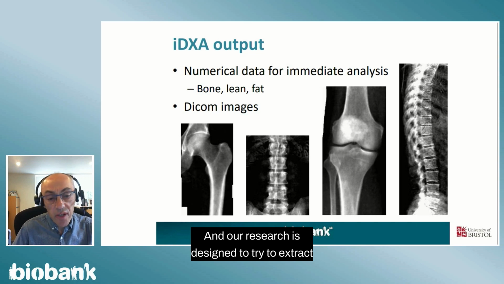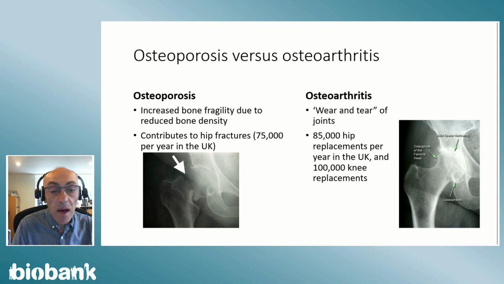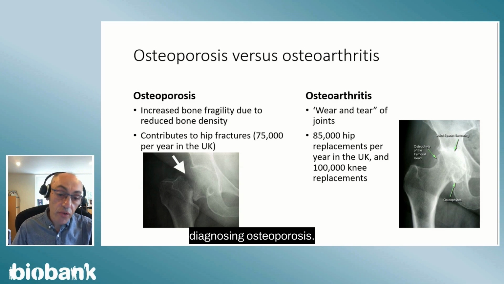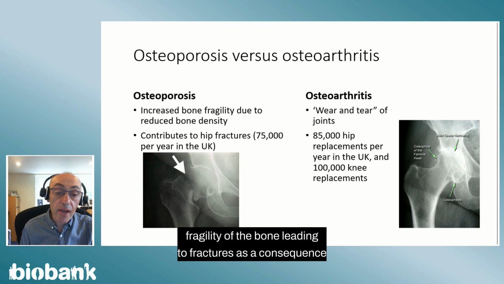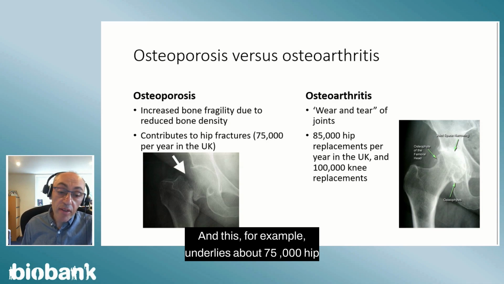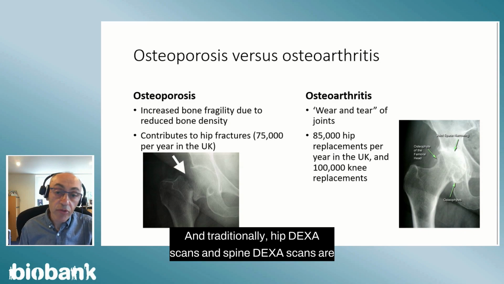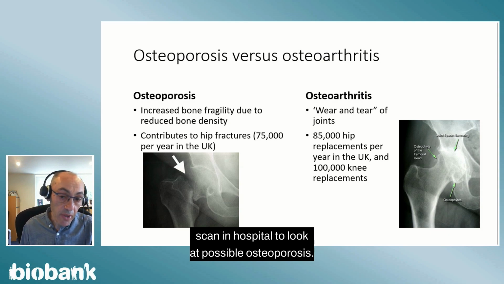Our research is designed to try to extract information from these images that can tell us about musculoskeletal disease. Now, you might well have heard about the use of DEXA scans in diagnosing osteoporosis. This is a condition where there's an increase in fragility of the bone, leading to fractures as a consequence of reduced bone density. This, for example, underlies about 75,000 hip fractures a year in the UK. Traditionally, hip DEXA scans and spine DEXA scans are carried out if, for example, you're referred to have a DEXA scan in hospital to look at possible osteoporosis.